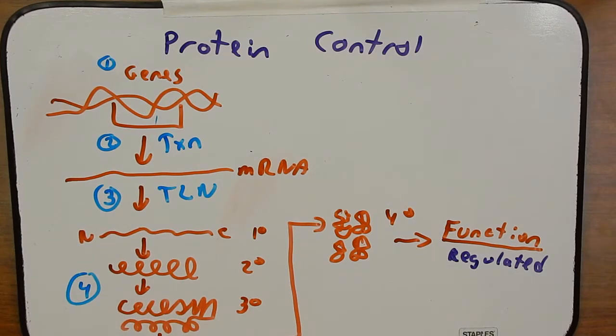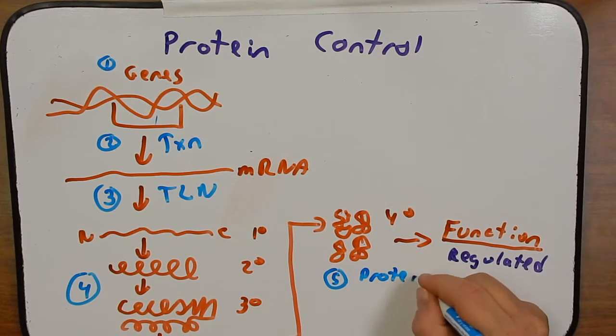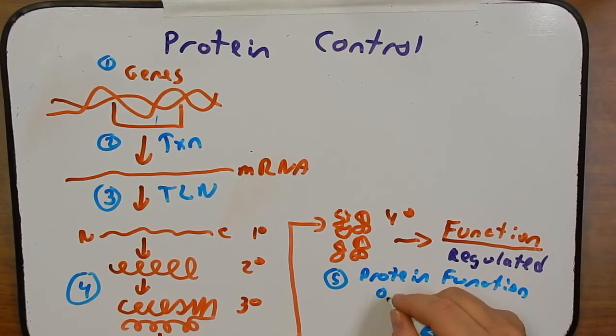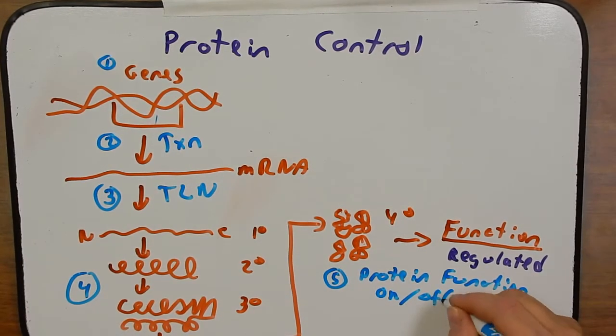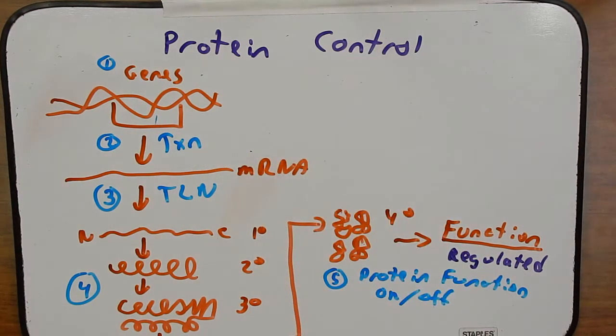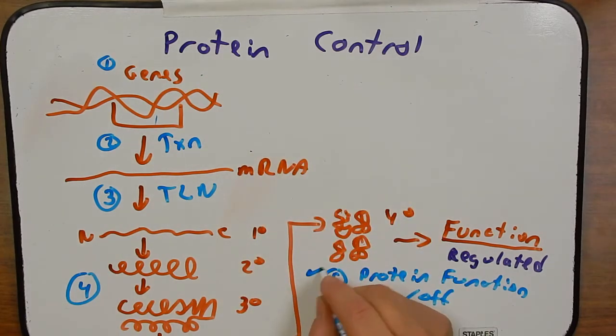Or once it's completely folded, we can regulate it at this level here of protein function. So once the protein's been made, can we turn it on and off? Primarily, that's where we're going to focus today. These areas up here, you'll learn more about in genetics, or if you've already had genetics, you've already learned about that. We're going to focus primarily here and a little bit here.